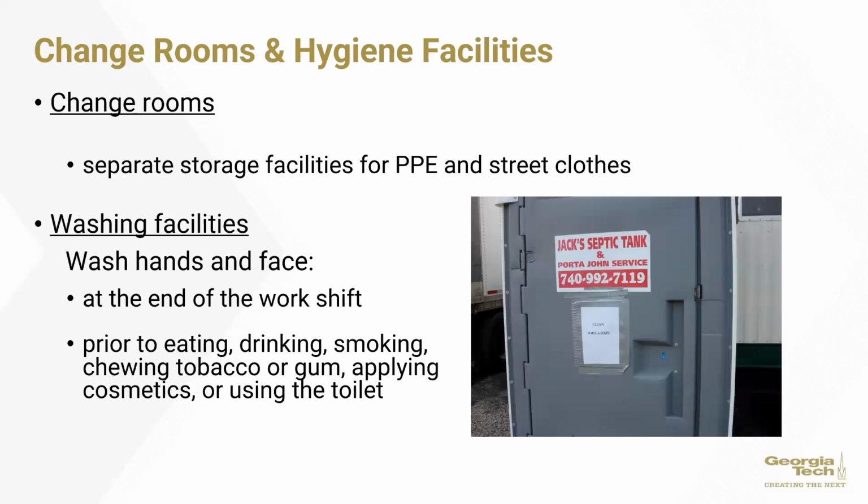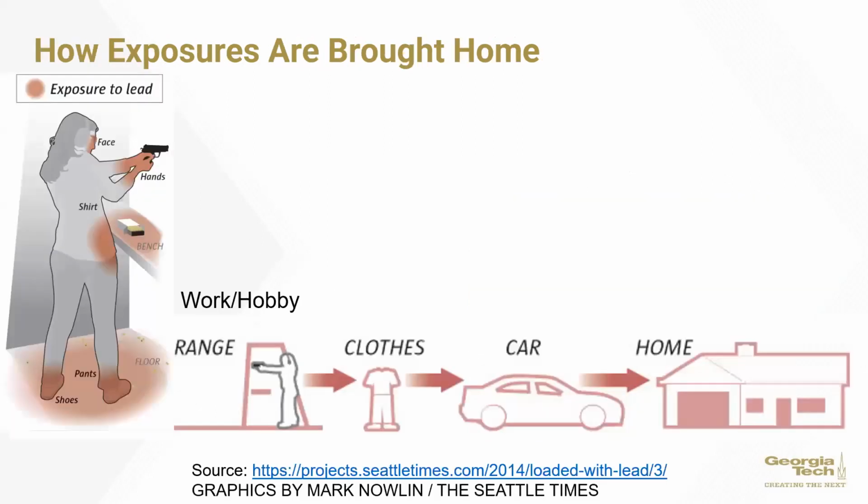When we talk about clean rooms and hygiene facilities, this is really the first step to making sure that when an employee leaves work at the end of the day, or leaves an area where they're working with something that might have lead, it is prevented from being brought home. So change rooms should have separate storage facilities for both the PPE and the street clothes. And there should be hand washing facilities where you can wash your hands and face at the end of the work shift, and making sure that in these areas where there is lead exposure, there is no eating, drinking, smoking, chewing tobacco or gum, or applying cosmetics, or using the toilet taking place in that same location.